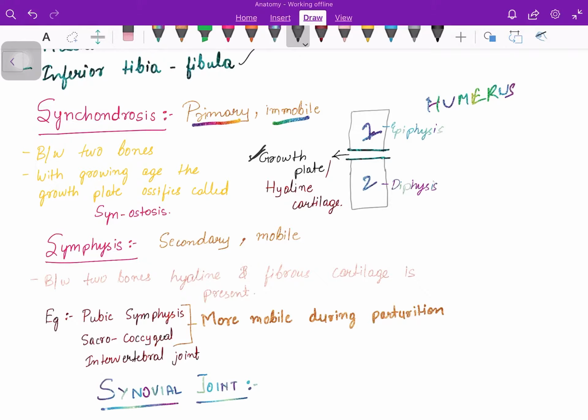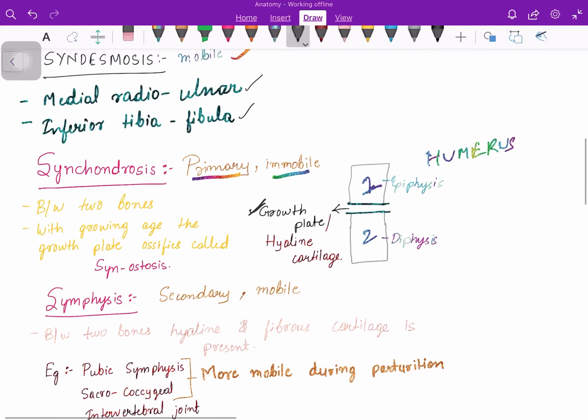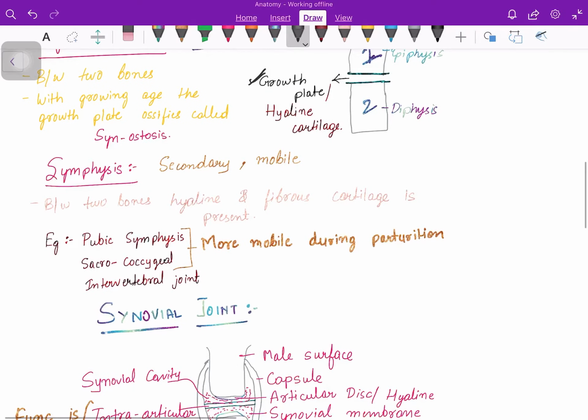With age, both the epiphysis and diaphysis get ossified. So the growth plate gets ossified and then this is known as synostosis. When we grow and attain a certain age, our bone cannot be more elongated, so it gets ossified. The growth plate gets removed by becoming ossified, and this process is called synostosis.